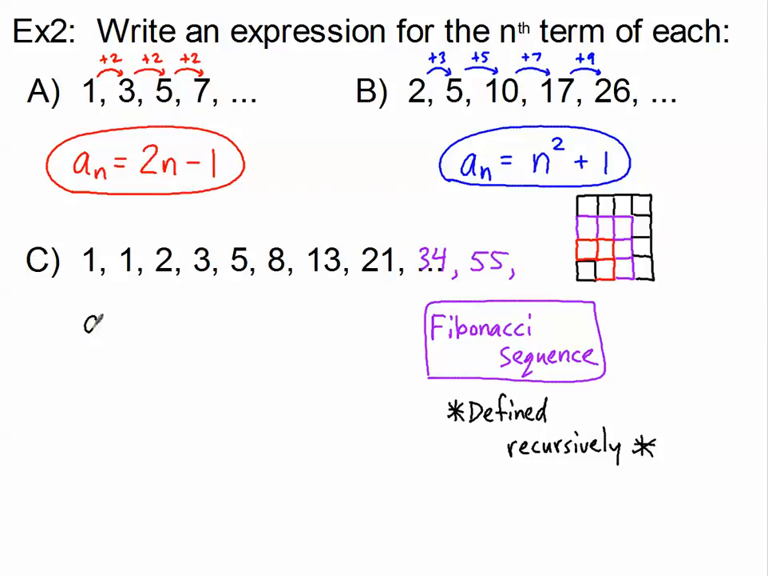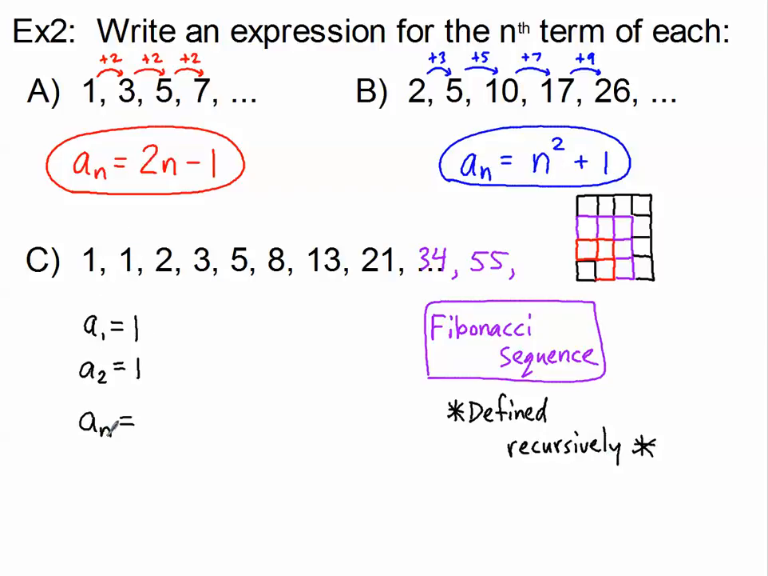So for example, I need to say that a sub 1 is going to be the number 1. And that a sub 2 is going to also be the number 1. Since every term, at least starting with the third term, depends on adding the previous two terms together, I need to define what the first two terms actually are. And then I can write my rule. So this is what I mean by defining something recursively. It depends on what we start with.